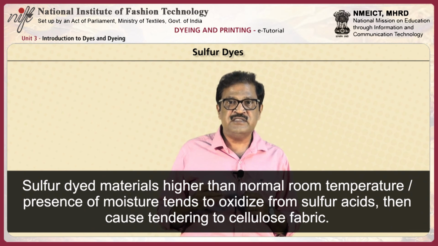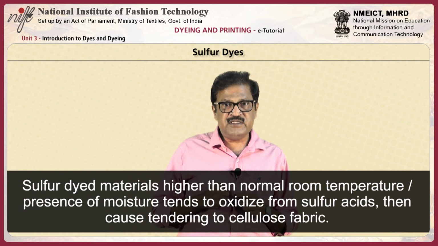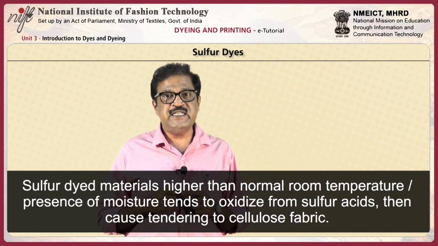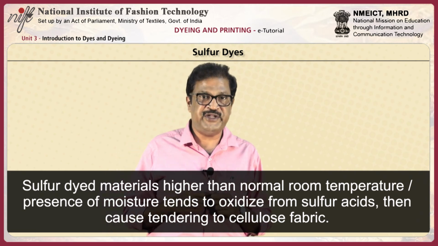Sulfur dyed materials, when kept at higher than normal room temperature in the presence of moisture, tend to oxidize to sulfuric acid, which then causes tendering of the cellulosic fabric.